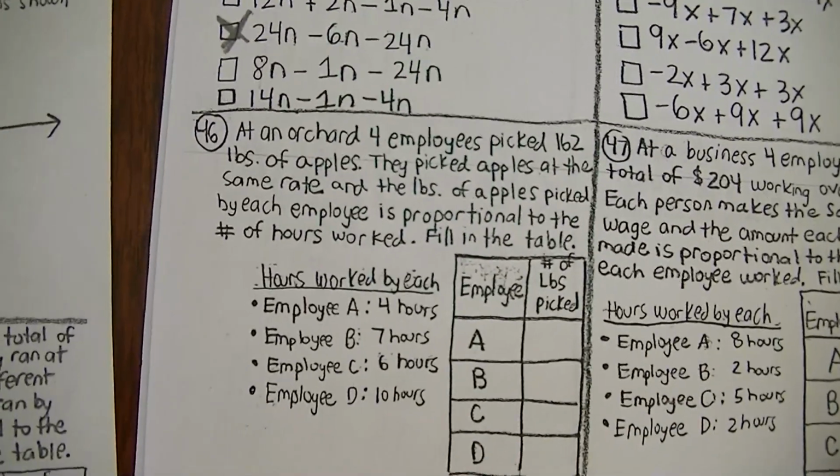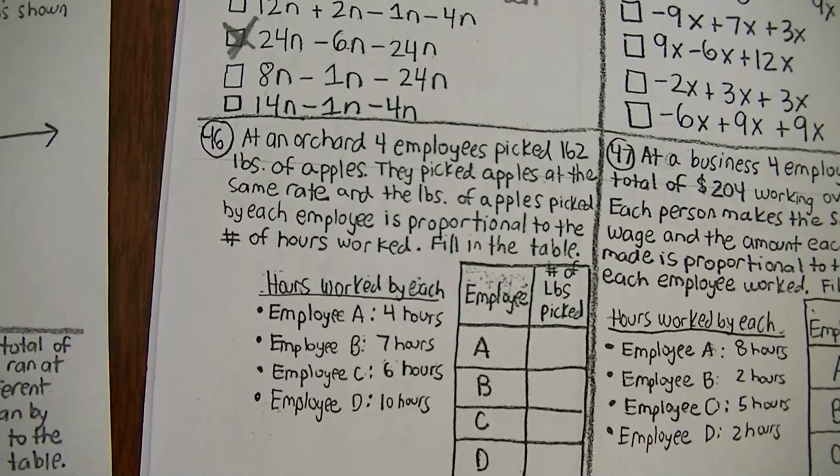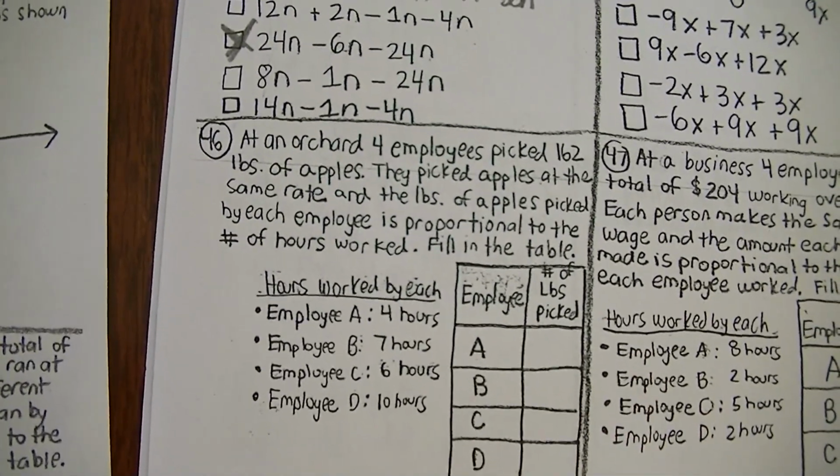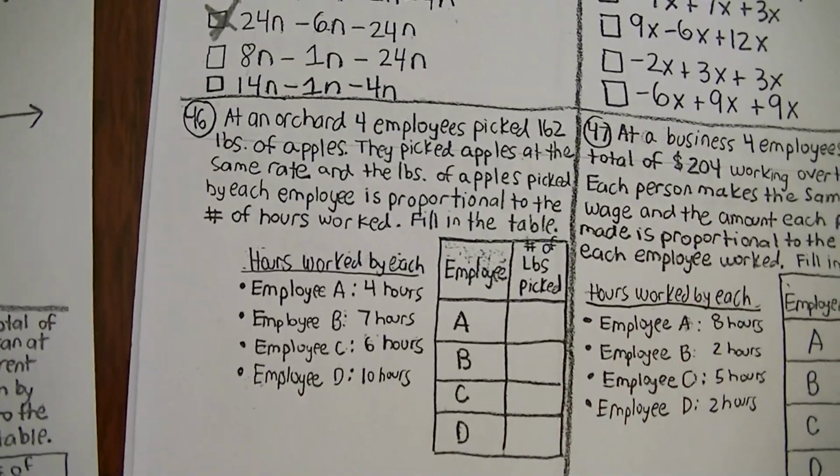At an orchard, 4 employees picked 162 pounds of apples. They picked apples at the same rate, and the pounds of apples picked by each employee is proportional to the number of hours worked. Fill in the table.